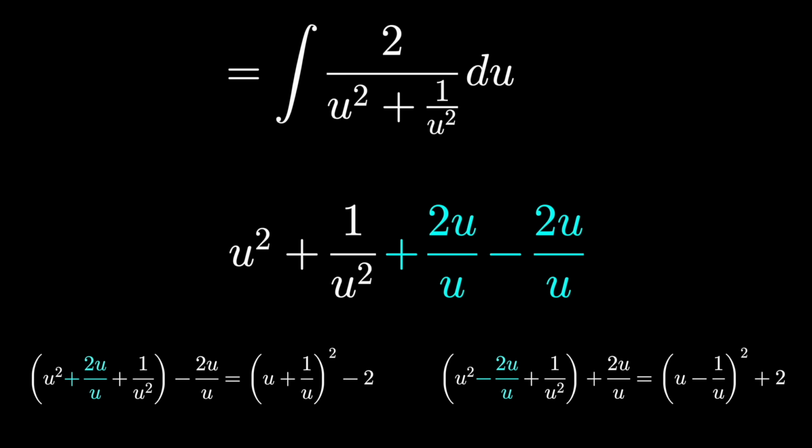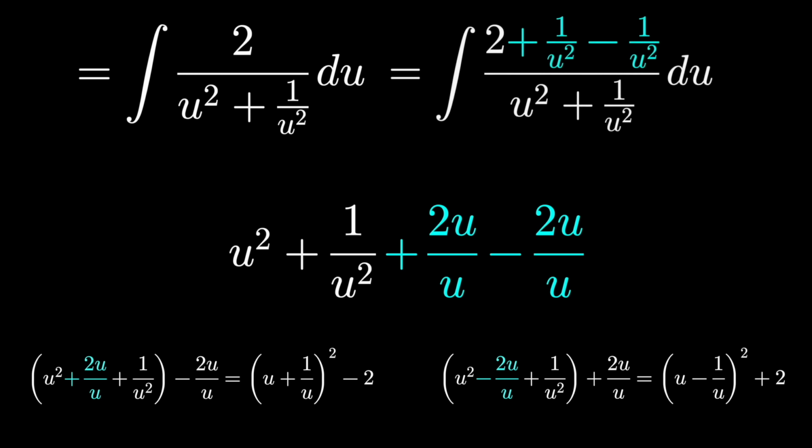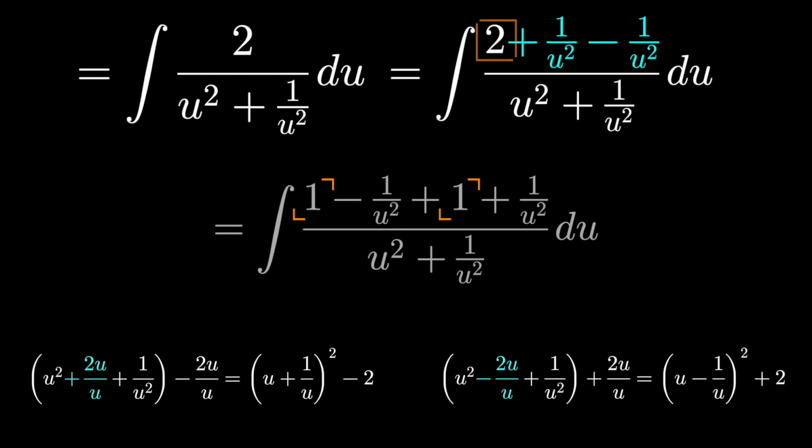What we have is two different representations of the denominator. Why do we need two? Well, let's add another 0 in the numerator. This time we'll add and subtract 1 over u squared, and we'll also break up the 2 as 1 plus 1.